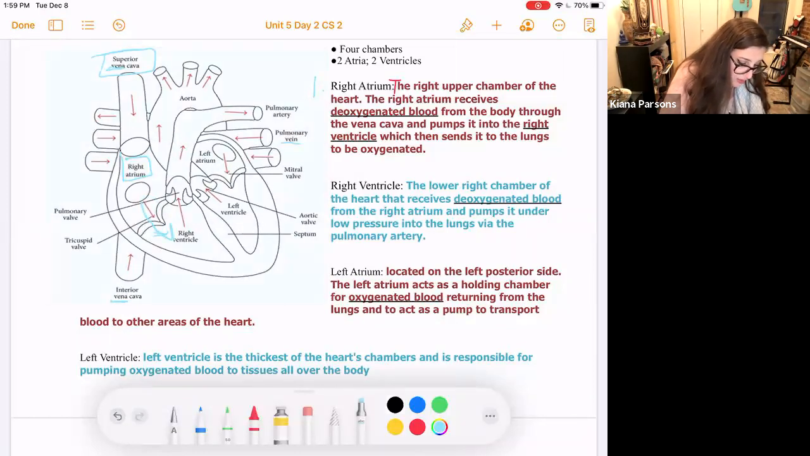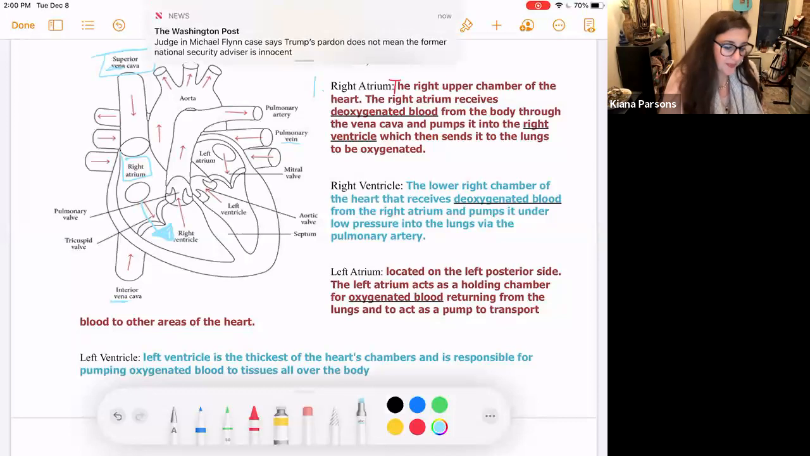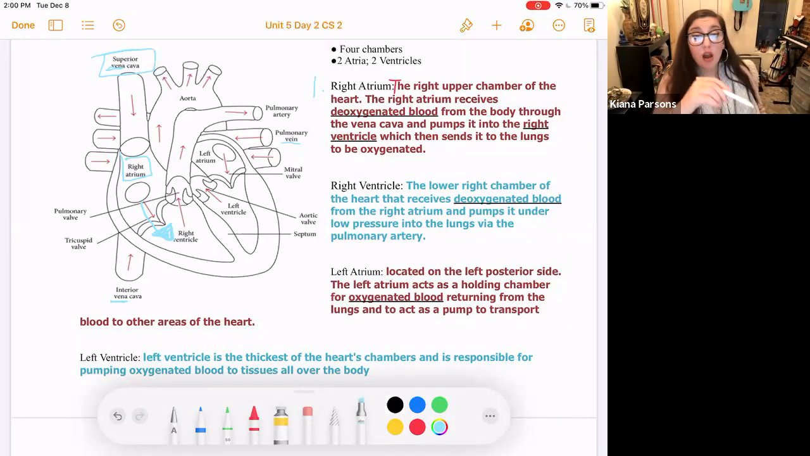to the right ventricle. And remember that blood at this point is still deoxygenated. There's no oxygen in it. So the right ventricle is the lower right chamber of the heart, and it receives deoxygenated blood from the right atrium and pumps it under low pressure into the lungs via the pulmonary artery.